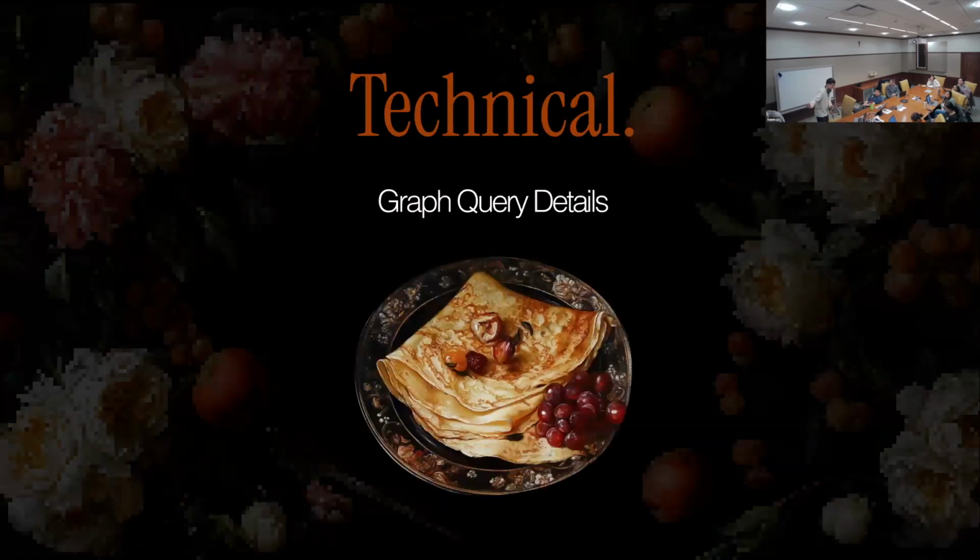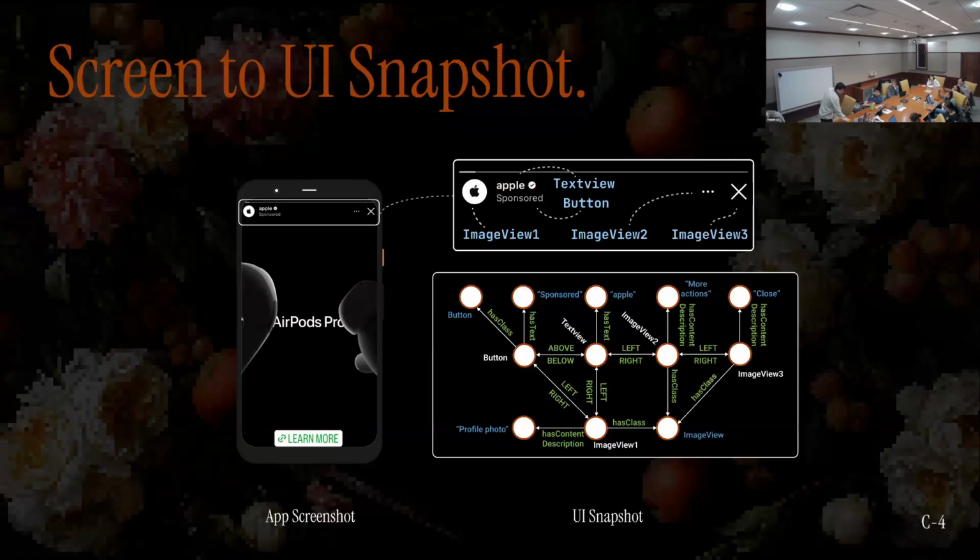Let me introduce you to the technical details of Crepe, which uses what we call a graph query that parses the structure of the user interfaces. So for the example we're seeing just now, we can imagine an underlying structure of this user interface that looks pretty much like a tree. A tree basically contains the information of elements on the screen and their parent-children relationships. And we can obtain this UI snapshot using Android accessibility services.